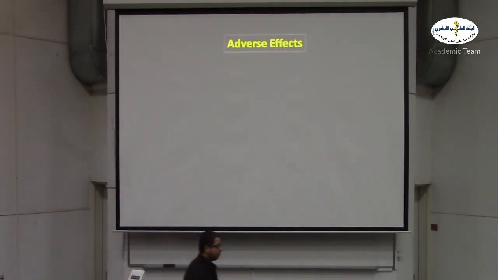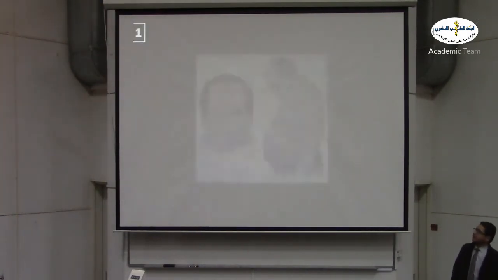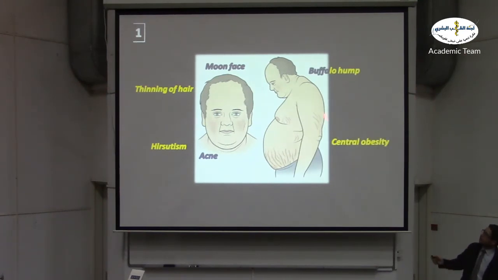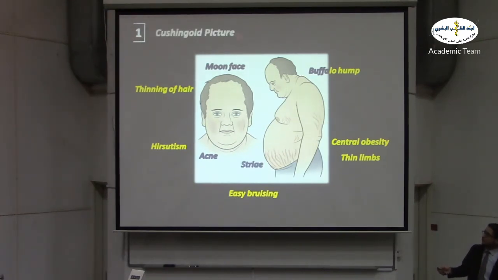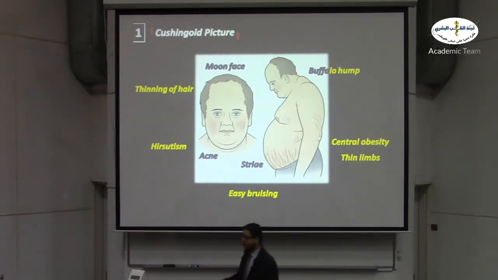Adverse effects. Almost anything could be an adverse effect of glucocorticoids. Anything from any single cell in your body could produce a side effect. First off, the Cushingoid features, which you should know by now: the moon face, thinning of the hair, acne, hirsutism in females, the presence of buffalo hump, central obesity, which is the lemon on two sticks. In addition, also this whole picture means a Cushingoid picture, which is synonymous with any patient who uses glucocorticoids for long periods of time.